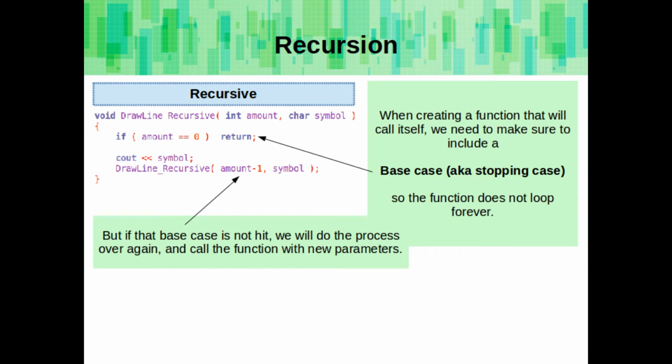When creating a function that will call itself, we need to make sure to include a base case, otherwise known as a stopping case, so that the function does not loop forever. But if that base case is not hit, we will do the process over again and call the function with new parameters.